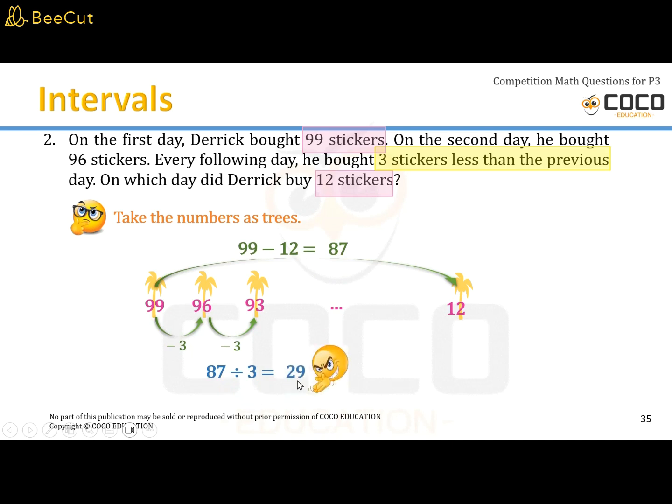Now we know that 29 is the number of intervals. So there are 29 intervals, but we want to find how many trees. So you have to plus 1. That's 30 trees. Of course, in this question, these are not the real trees. We know that's the number of days. So the answer is 30th. Derek will receive 12 stickers on the 30th day.